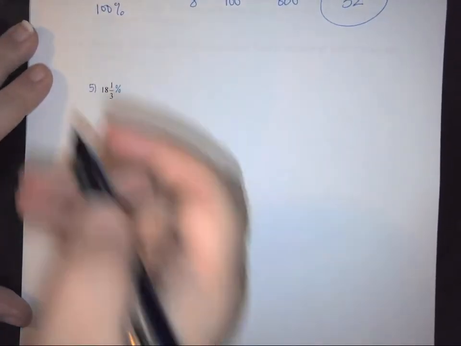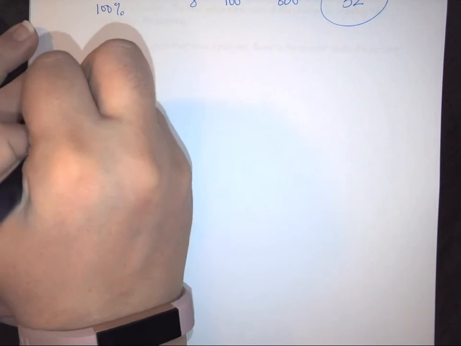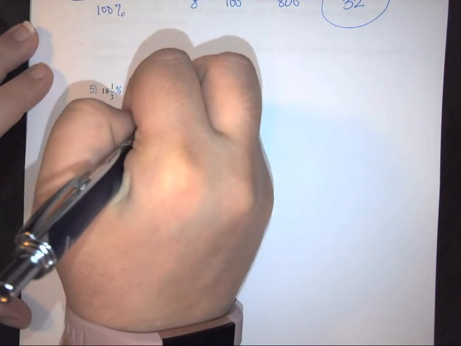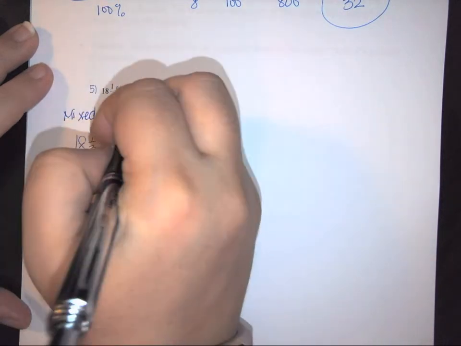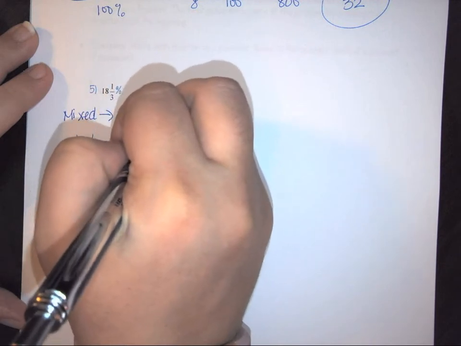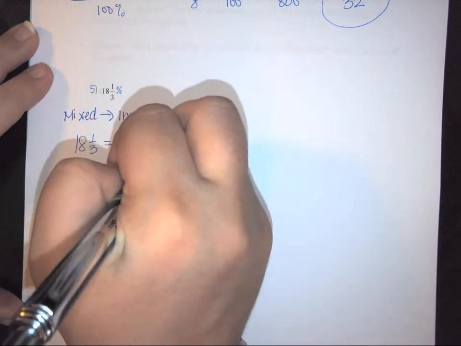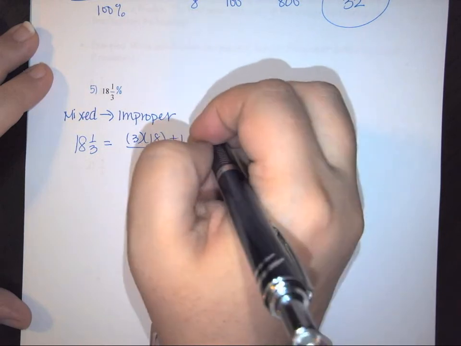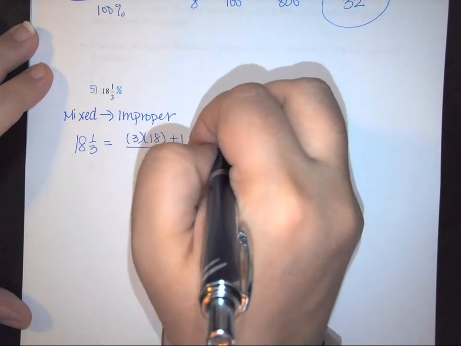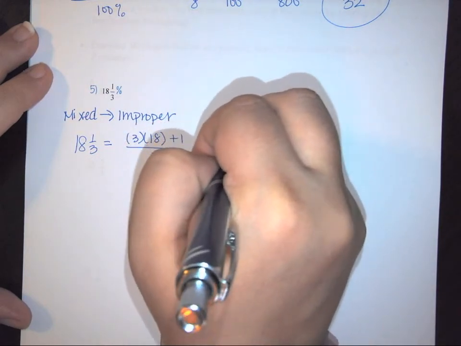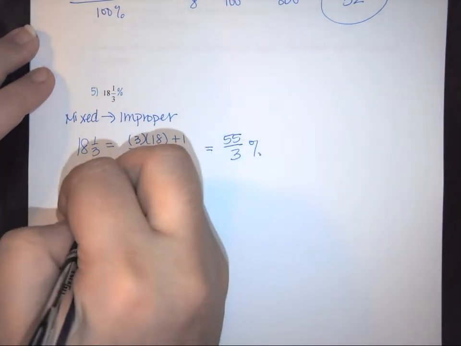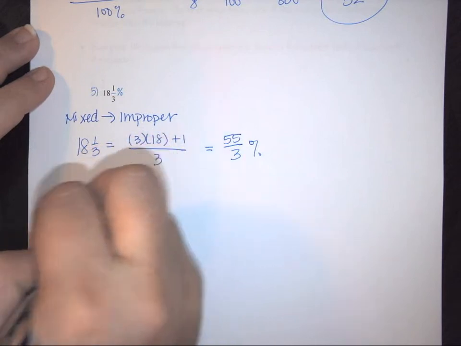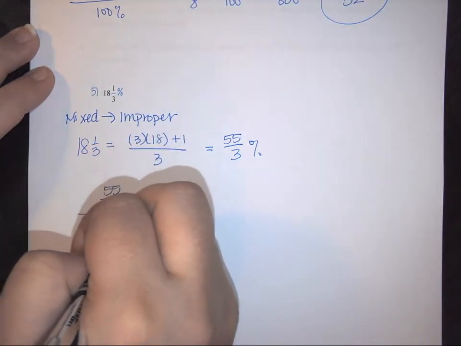Let's do it one more time. Again, we want to go from mixed to your improper. So my 18 1/3 is going to become bottom times the big number plus 1 over the bottom. So here, when we're looking at that, we're going to end up with 55 over 3. Remember, this was our percent. So we've got 55 over 3, and we're going to divide that by 100%.